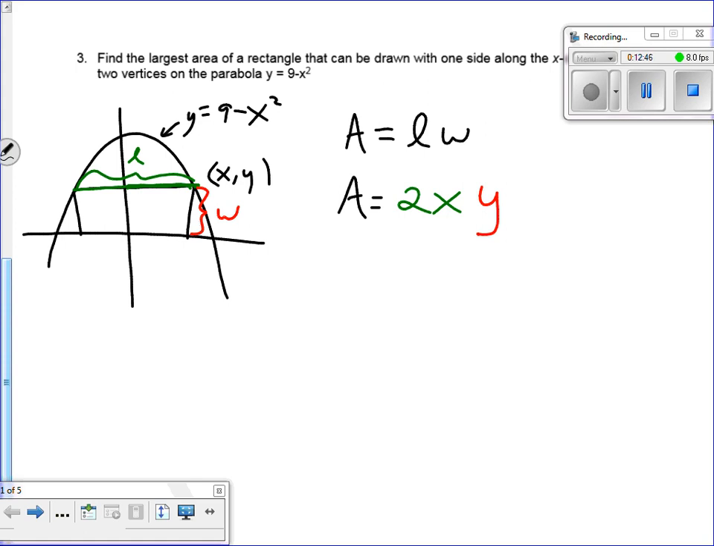It's in two variables. So once again, we need another equation to substitute into this one. And it's right here: for any point on this parabola, y equals 9 minus x squared. So we substitute that in, and we multiply it out.